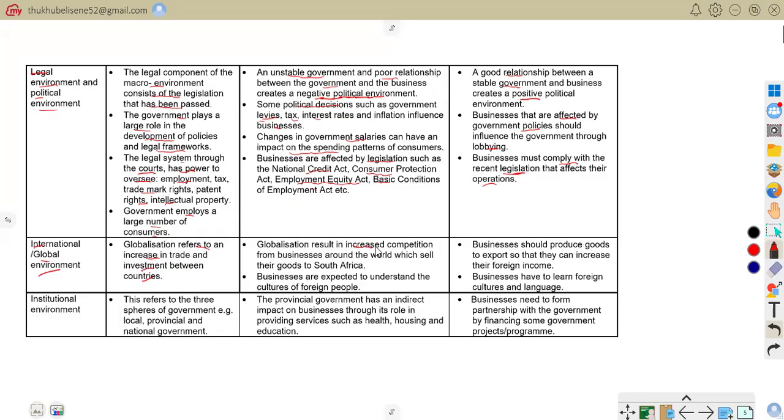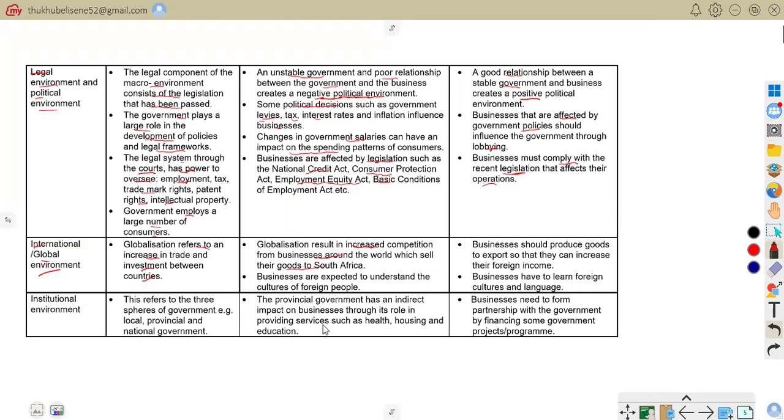Globalization results in increased competition from businesses around the world, which sell their goods to South Africa. Meaning to say, increased competition. Foreign products compete with local ones. So that is that.